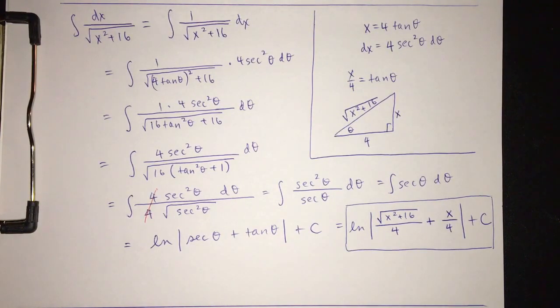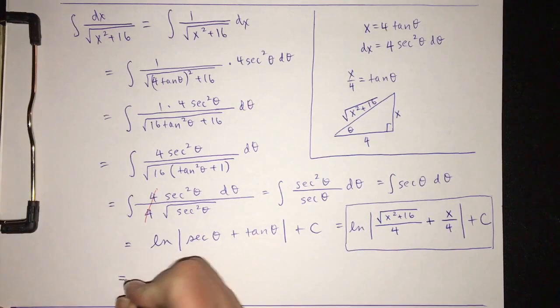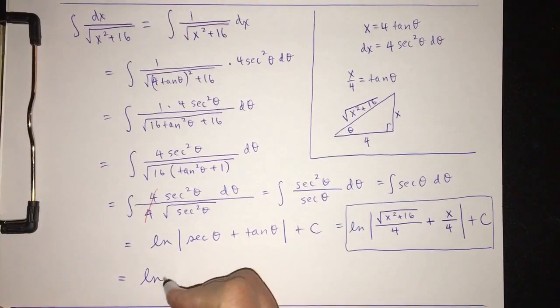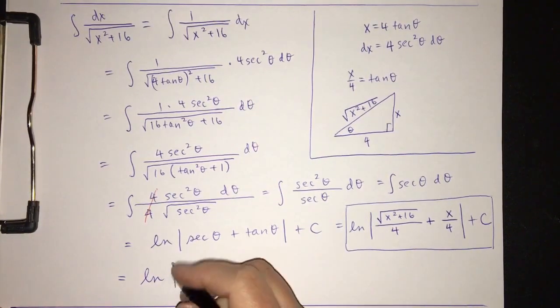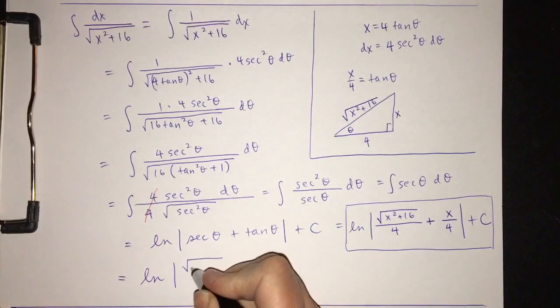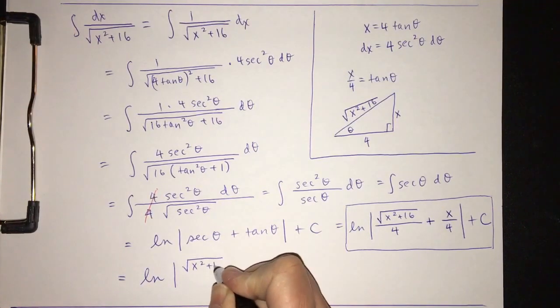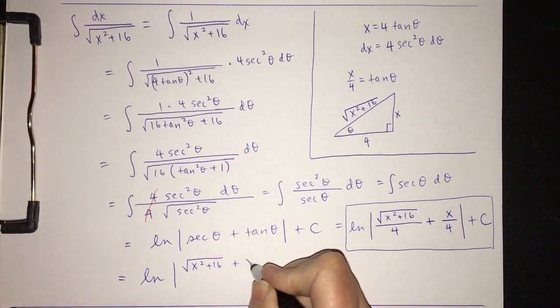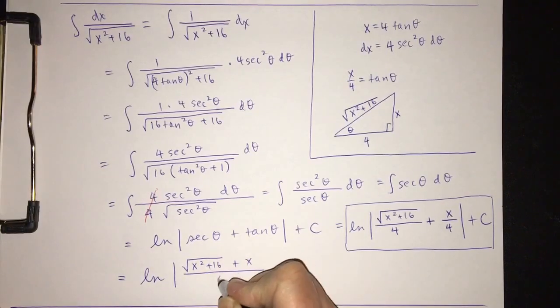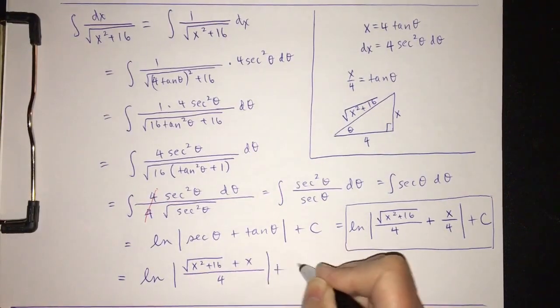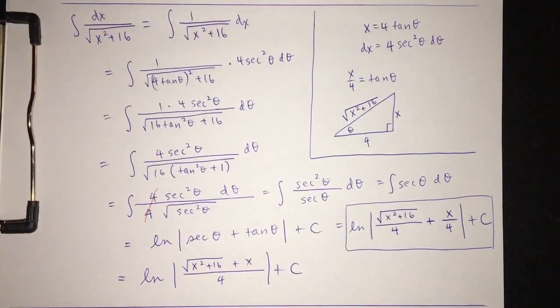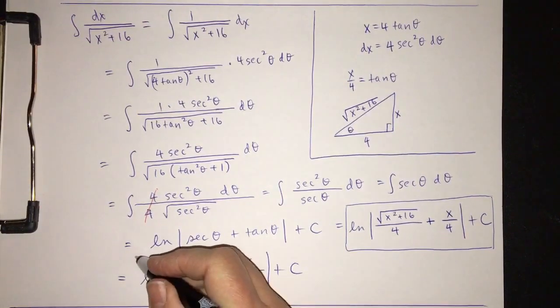I can simplify this one a little bit more. If I look at these two fractions here, I have a common denominator. So I can add those together. The natural log of the absolute value of the square root of x squared plus 16 plus x, all of that is over 4, plus c. And I'm happy with that answer.